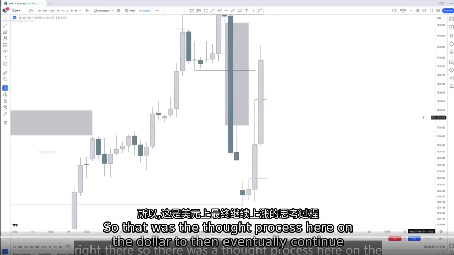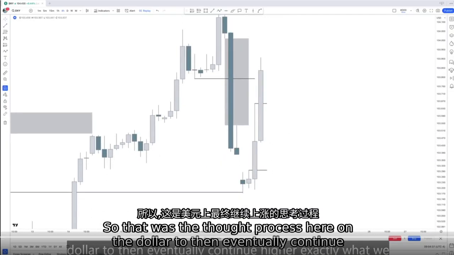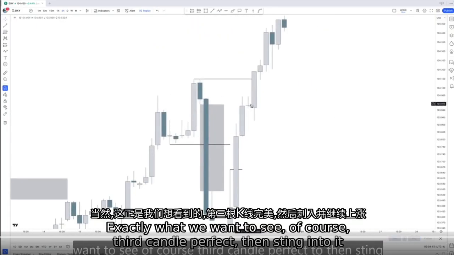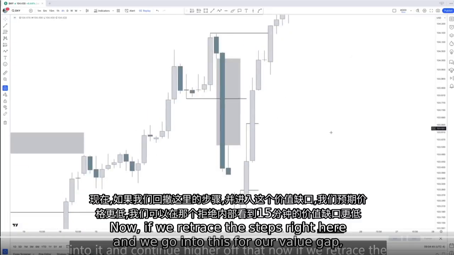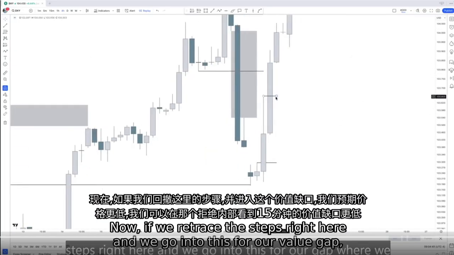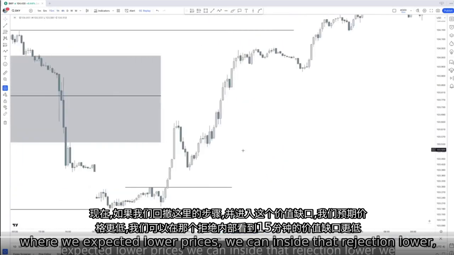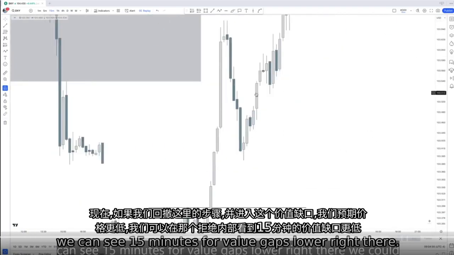So that was the thought process here on the dollar, to then eventually continue higher. Exactly what we want to see, of course. Third candle, perfect to then sting into it and continue higher off that. Now, if we retrace the steps right here and go into this 4-hour value gap where we expected lower prices, inside that rejection lower, we can see 15-minute fair value gaps lower right there.